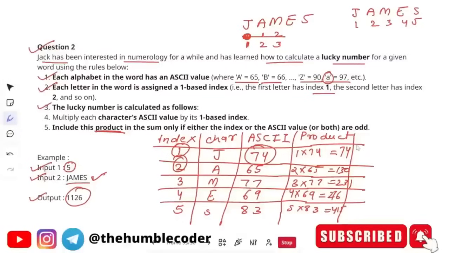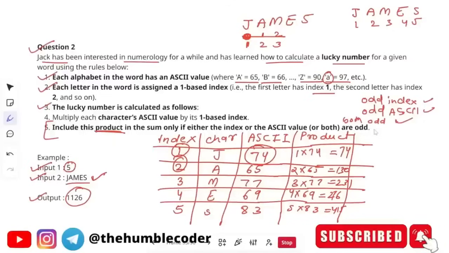It is a very easy problem, just that you have to understand it. Now we have noted down the products. Now we are already told that we have to include these products in our sum based on a specific condition. The condition is: include this product in the sum only if either the index value or the ASCII value is odd, or if both are odd. Either your index is odd, or your ASCII is odd, then you can include it, or if both are odd, then also you can include it.